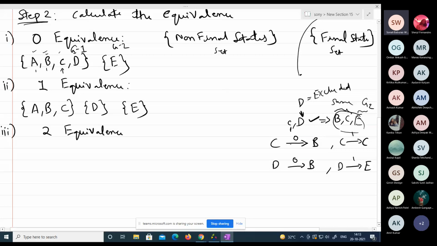Okay, now the same process. Now tell me which pair should I consider for this? AB.